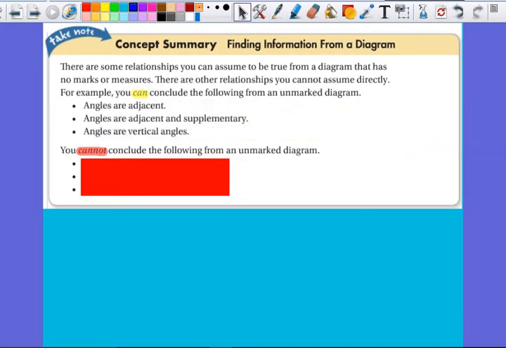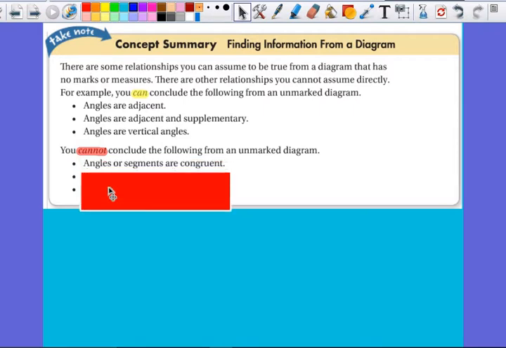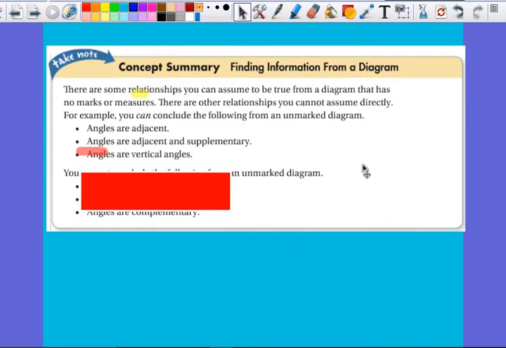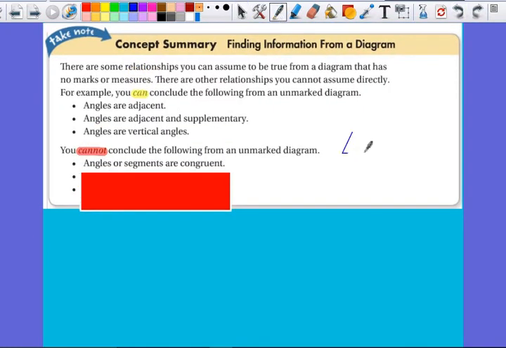Now, things that you cannot conclude from an unmarked diagram. You cannot look at it and tell me if two segments or two angles are congruent. So if I draw this angle and this angle, you might say they look congruent, but do you know without a doubt in your mind? No, because you can't really tell that just by looking at it, okay?